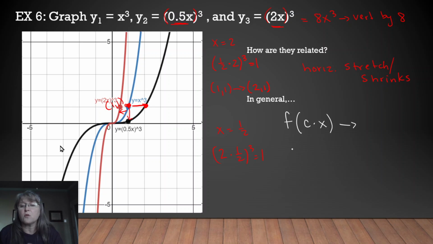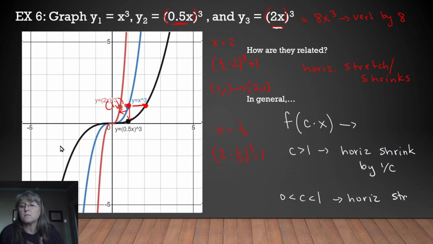So what's going to happen here, if c is greater than 1, then this is going to cause a horizontal shrink by 1 over c. So in the case up here, c was 2, so it was a shrink by a half. Okay, if c is between 0 and 1, then it will be a stretch by 1 over c. So in this case here, we were using a half, so 1 over a half is 2, so it was a stretch by 2.